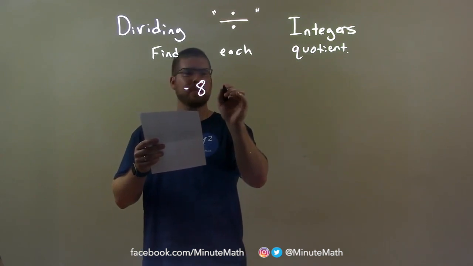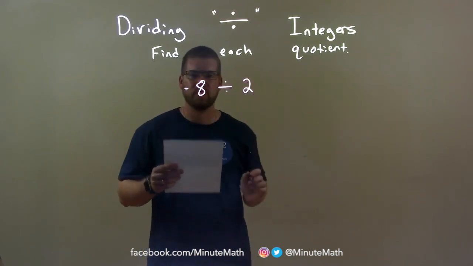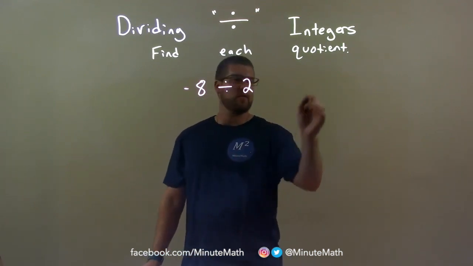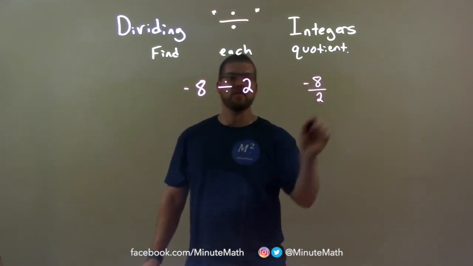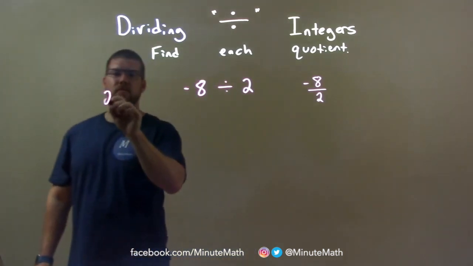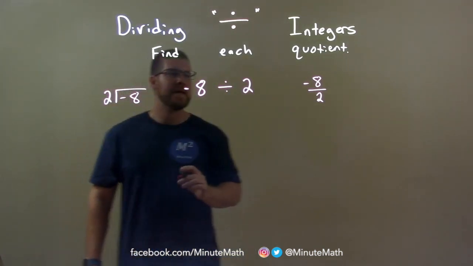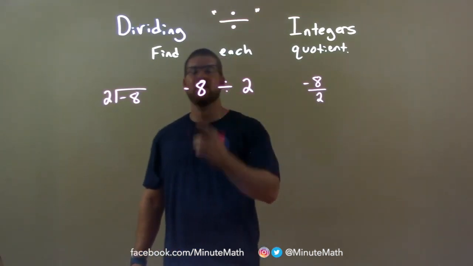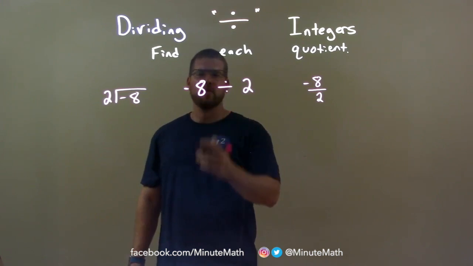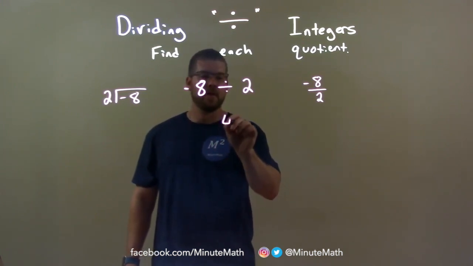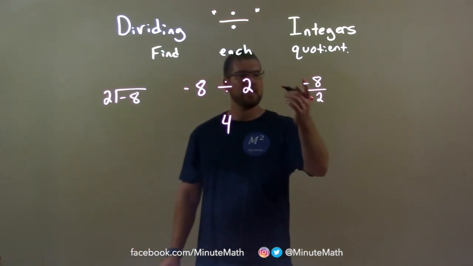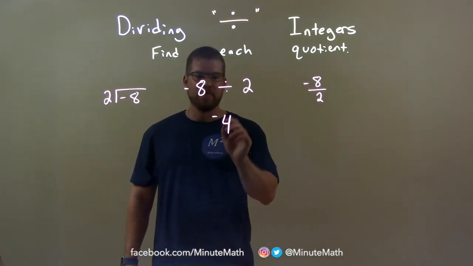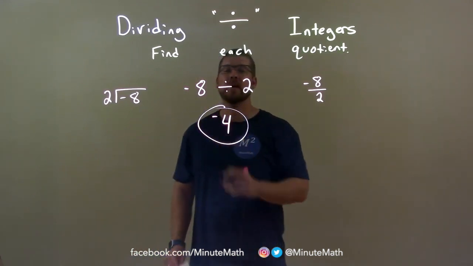Negative 8 divided by 2. So we have negative 8 divided by 2. Well, we can write this as a fraction, negative 8 over 2, or in long division, 2 that goes into negative 8. All of these have the same question: how many times does 2 go into negative 8? Well, 2 goes into positive 8, we know, 4 times, 4 times 2 is 8. And then we see a negative divided by a positive is a negative. So we have a negative 4. So our final answer here, pretty easy, negative 4.